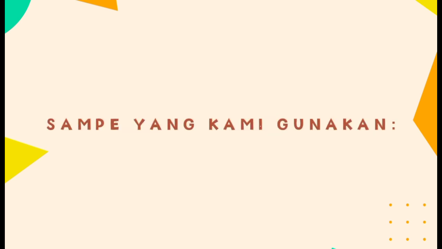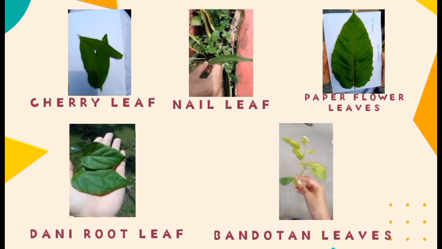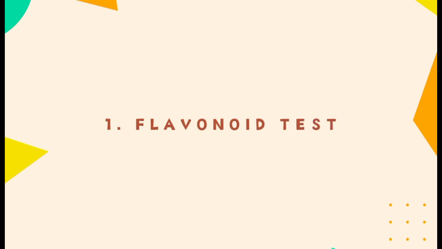The next is the experiment procedure. The samples we use: in this experiment, secondary metabolites were tested on 5 samples, namely Gerson leaf, fern leaf, Danirod leaf, pepper flower leaf, and bandotan leaf. The secondary metabolite tests carried out were flavonoids, alkaloids, steroids and terpenoids, saponins, and polyphenol tannin tests. The first test is the flavonoid test.